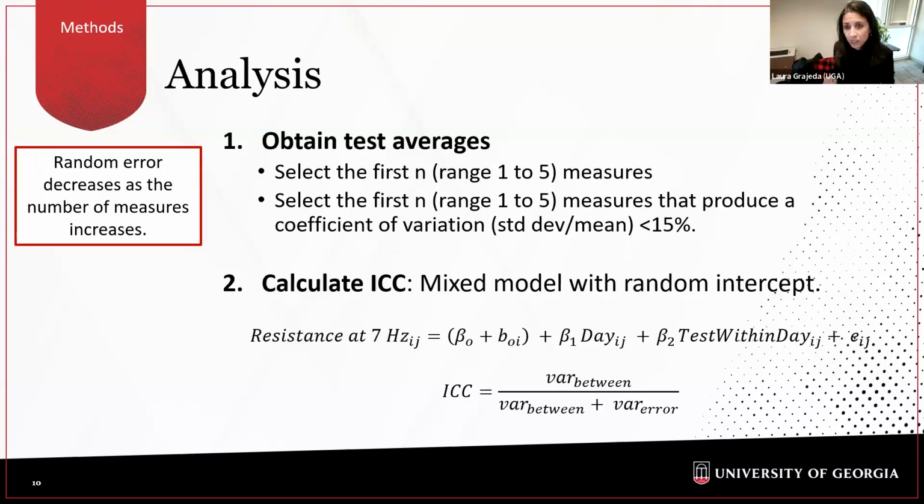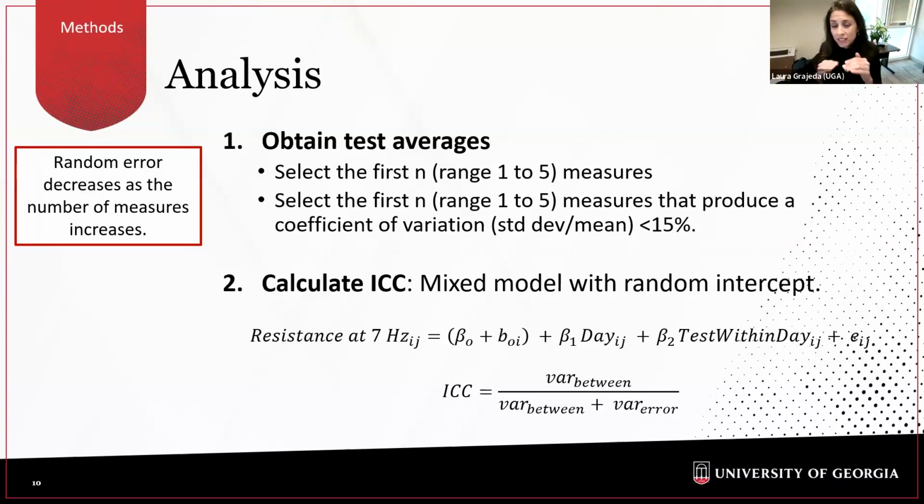The second step was to calculate the intraclass correlation coefficient. To do that, we use a mixed model with a random intercept. Here I have the model. On the left side of the equation, I have the resistance at 7 Hertz for each child and test. And on the right side, I have an intercept and a random intercept, which is going to capture between-child variability. Then I have fixed effects for day, fixed effect for test within day, and an error term.